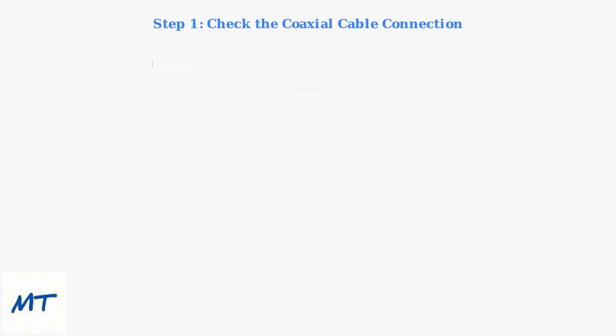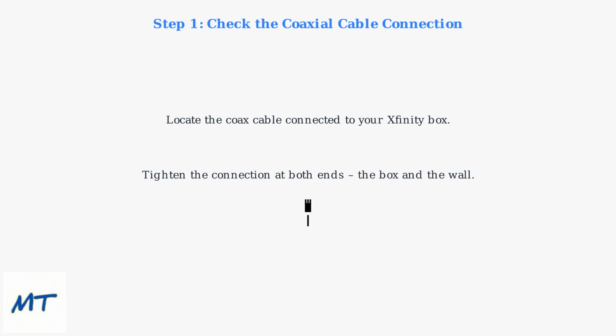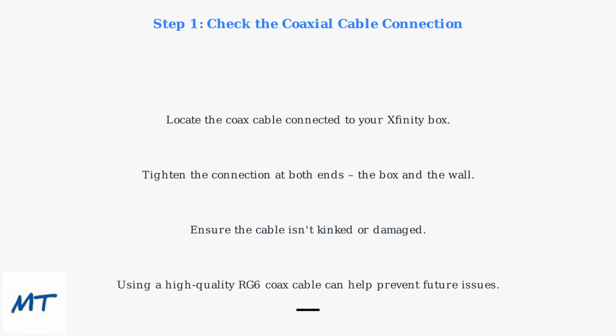The most common cause of the RDK-03003 error is a loose or damaged coaxial cable. Start by locating the coax cable connected to your Xfinity box. Tighten the connection firmly at both ends, where it plugs into the box and into the wall outlet. Check that the cable isn't kinked, bent, or damaged in any way.